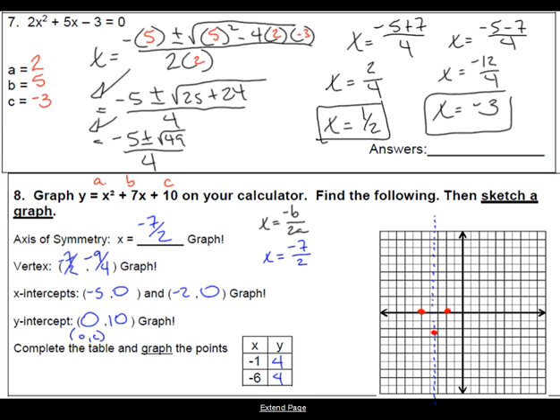I have the point negative 1, 4, going 1, 2, 3, 4. And I have the point negative 6, 4 as well. And I also have 0, 10, which means that there's one over here that's the same distance, right here, since these are a mirror image of each other. And there's a sketch of my parabola, which does look like what was on the calculator.